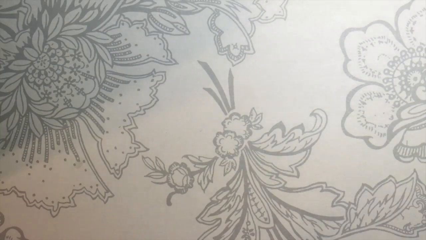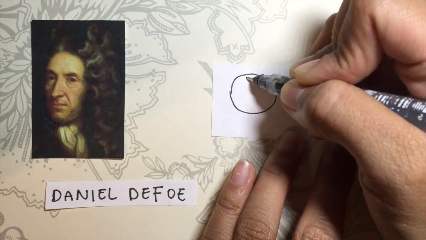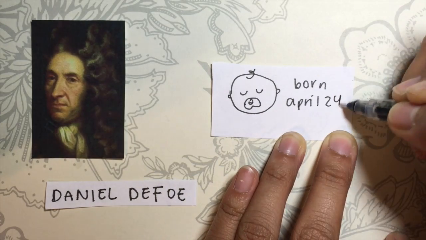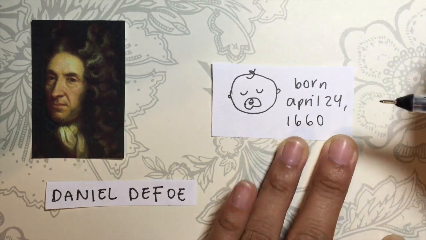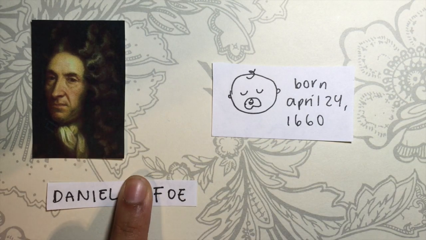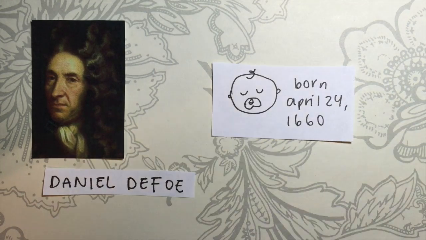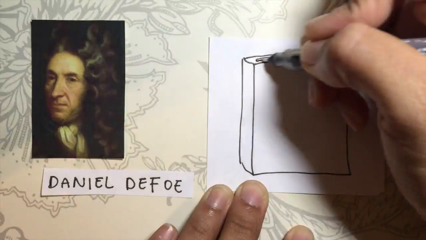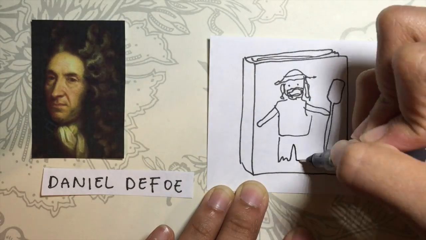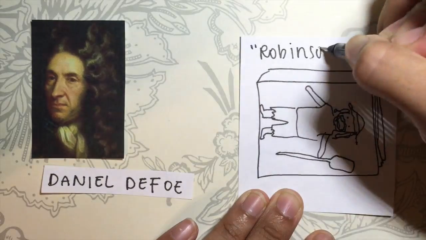Thirdly, another important poet during this revolutionary period is Daniel Defoe. He was born April 24, 1660, with the original name of Daniel Foe. Daniel was an English trader, writer, journalist, and pamphleteer. He was most remembered for one of his most popular books named Robinson Crusoe.